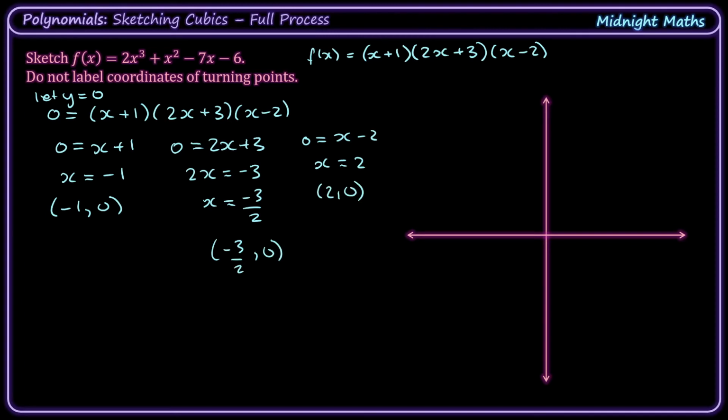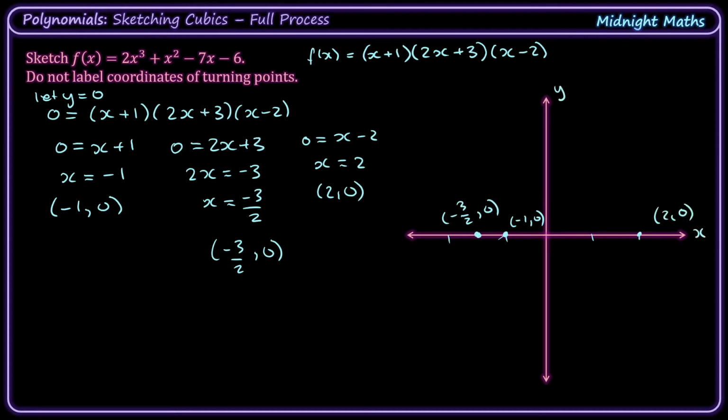Let's go ahead and draw those in. If I have approximately some sort of scale, I have minus 1 here, minus 1, 0, minus 3 halves, so that's going to be about in the middle. So I have minus 3 halves, 0, and finally 2, 0, which is over here, 2, 0.